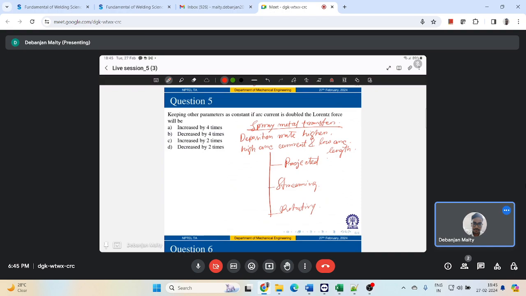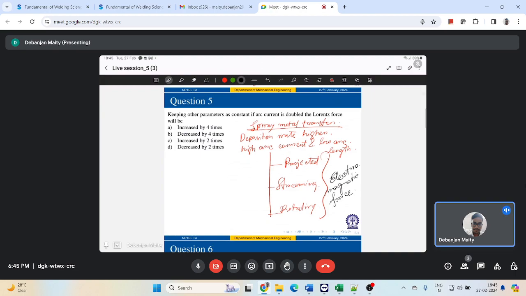For most of the cases, electromagnetic force is my main governing force. So for this projected, streaming and rotating spray metal transfer, for each of those cases, my main governing force is electromagnetic force. Correct?